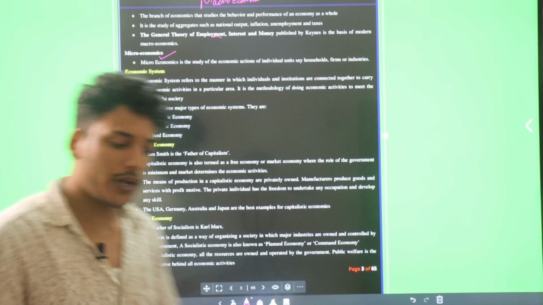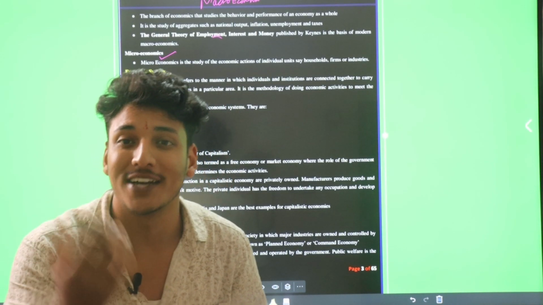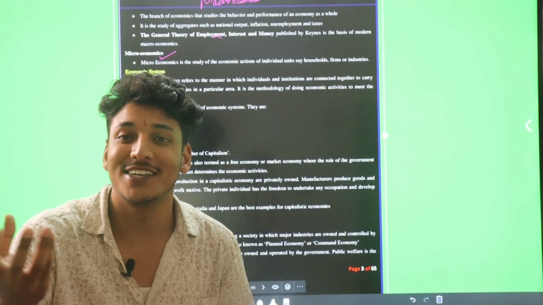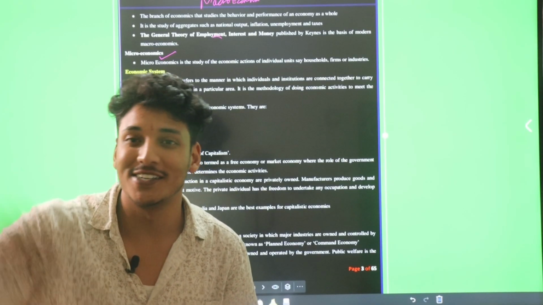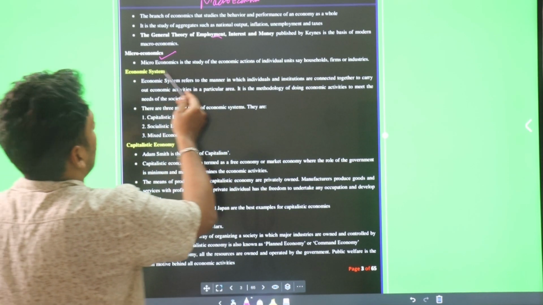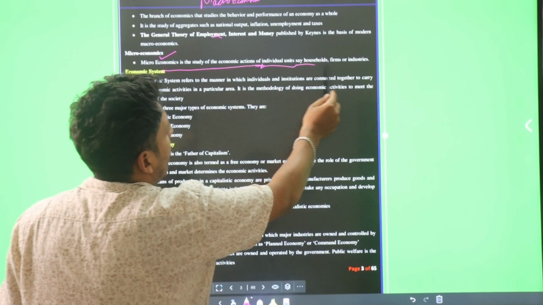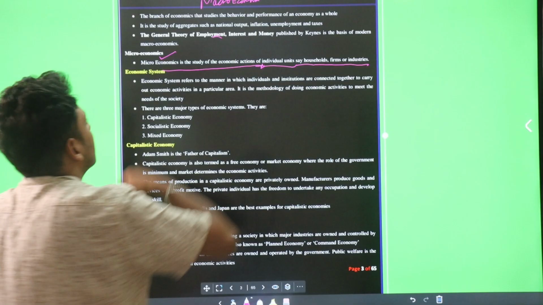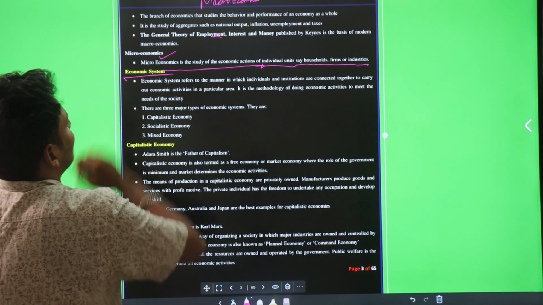Basically, microeconomy deals with the study of an individual unit. For example, industries, manufacturers, producers. Okay. Microeconomy is a study of economic action of individual units, such as households, firms and industry. Okay. Now we will learn about economic system.